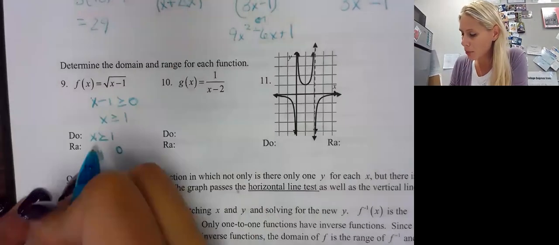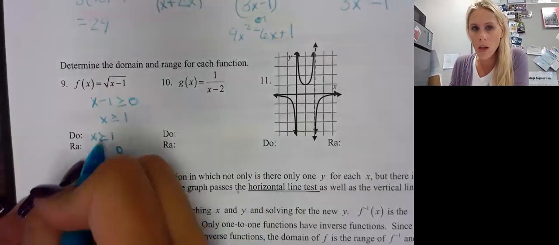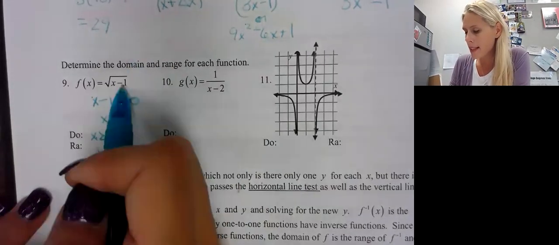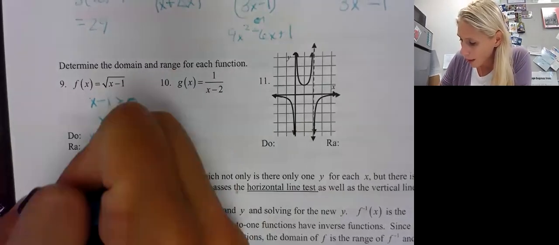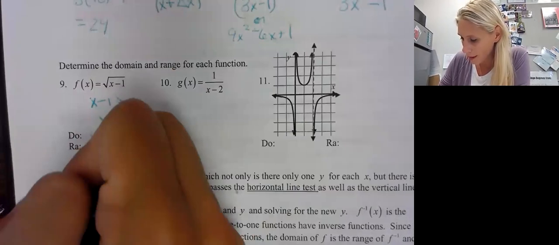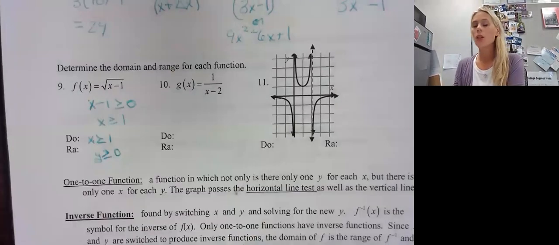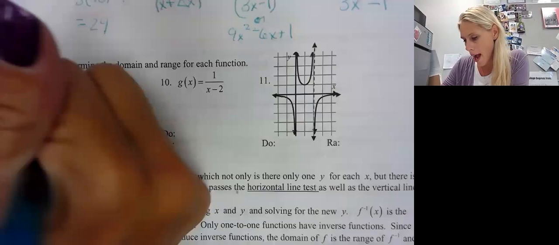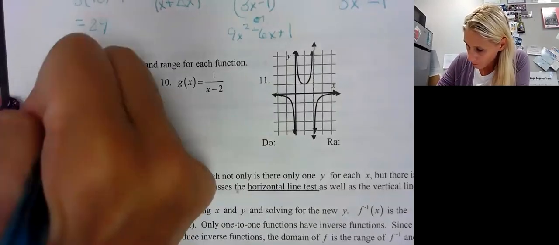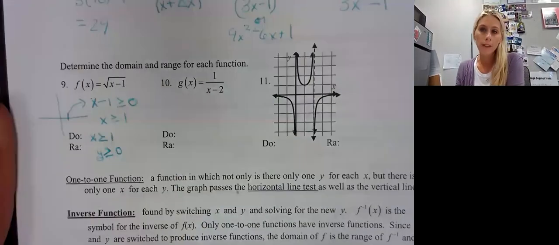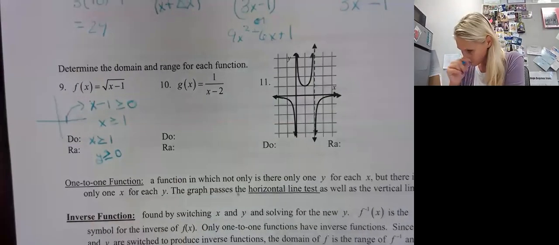And if I started plugging in numbers that are greater than 1, what happens to this? This keeps getting bigger and bigger and bigger. So that y has to be greater than or equal to 0. You could have seen that with the graph, right? Because it would have looked like this. And then we could have done domain and range also.